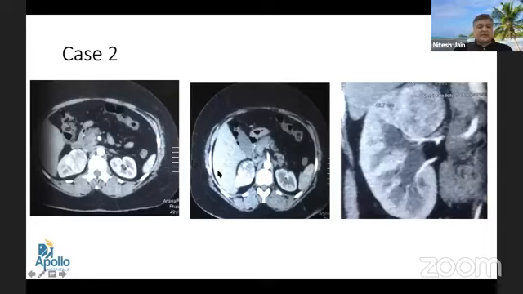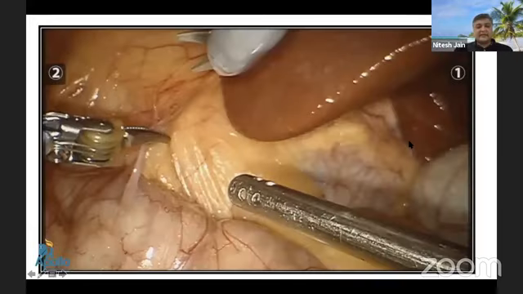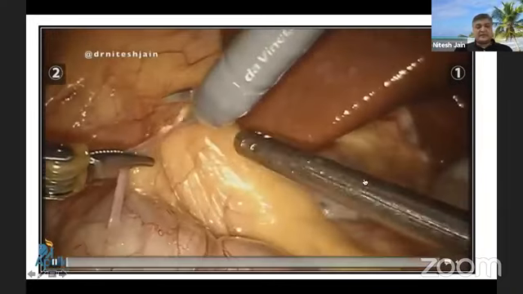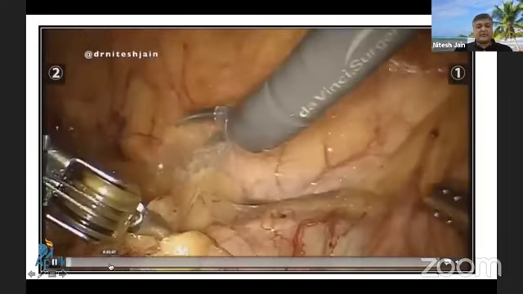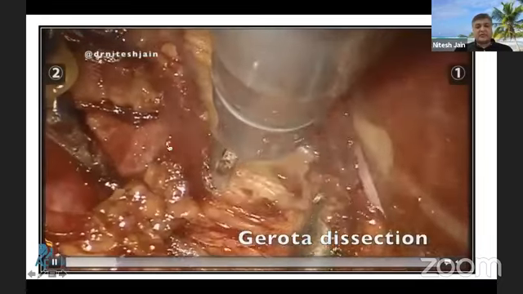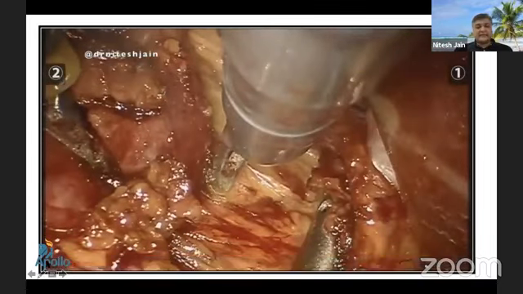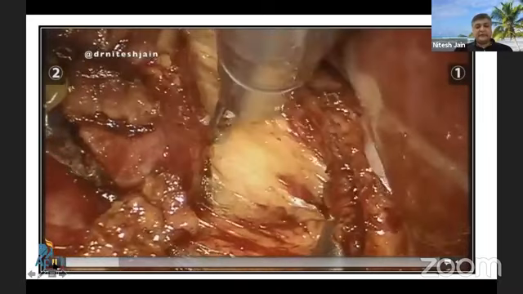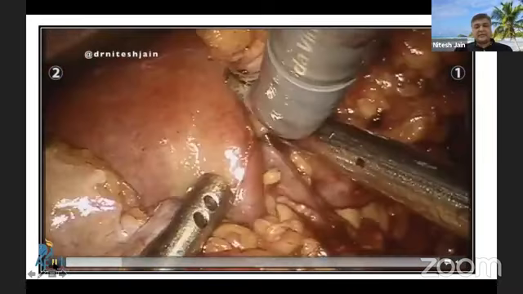So we need to see all that. Coming to the next case, it is an upper pole, posterior tumor. We can see the tumor lies very close to the hilar vessels. Again, in this, the basic steps remain the same. The colon is mobilized, the hilum is dissected. Here we can see the tumor lies very close to the hilum, and needs to be dissected properly.